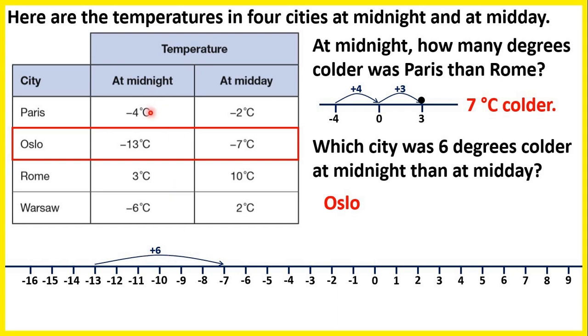We can see that with Paris we have a difference of only 2 degrees, with Rome a difference of 7 degrees, and with Warsaw, because we have -6 and +2, that will be a difference of 8 degrees. So the city with a difference of 6 degrees, so 6 degrees colder at midnight than at midday, is Oslo.